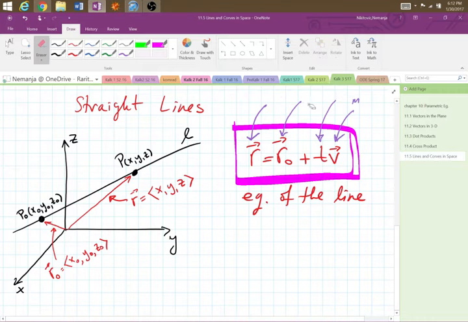You see that the form of the equation is the same. Now what I'm going to do is break this apart over its components and write it as a parametric set of equations. So this is the vector form.